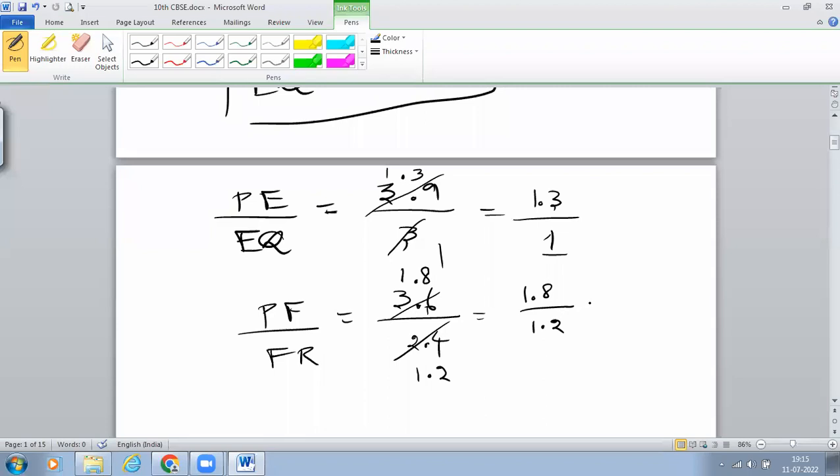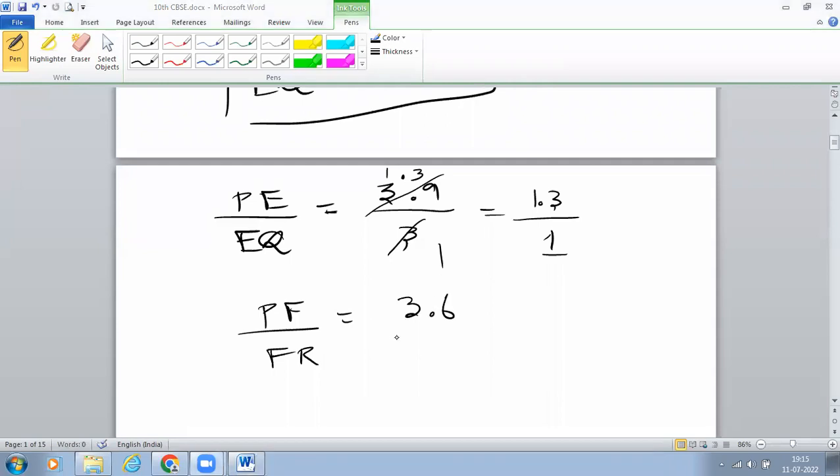If you feel cancelling decimal numbers is difficult, one thing you can do, I'll teach you in that way. If you're not comfortable with cancelling decimal numbers, you can convert those numbers into non-decimal numbers. Here the PF value is given as 3.6 divided by the value of FR, 2.4, right? Now see here, in the numerator after the decimal point, how many digits are there? Only one digit. And in the denominator also, after the decimal point, how many digits are there?